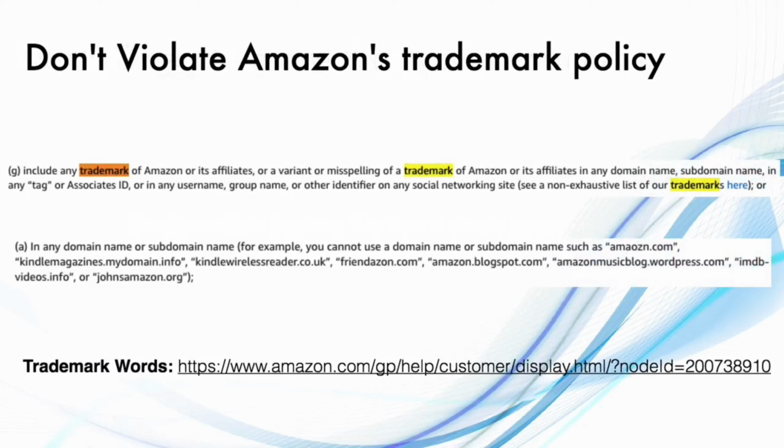The next thing to remember is don't violate Amazon's trademark policy. Amazon clearly mentions that you should not use websites with domain names like kindlemagazines.mydomain.info. Basically, Kindle is proprietary to Amazon, and Amazon doesn't want its brand to be jacked, and it doesn't want URLs like amazon.blogspot.com or amazonmusicblog.wordpress.com. So it doesn't want its brand names.